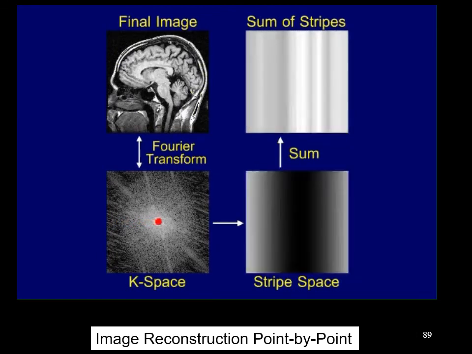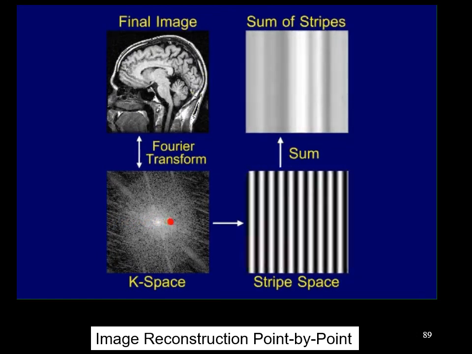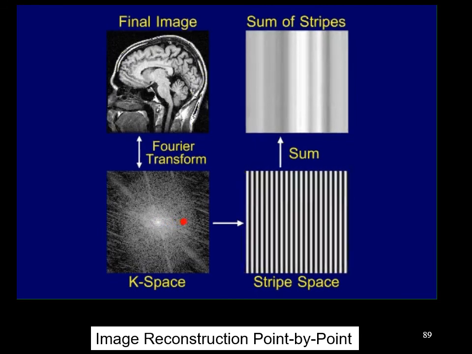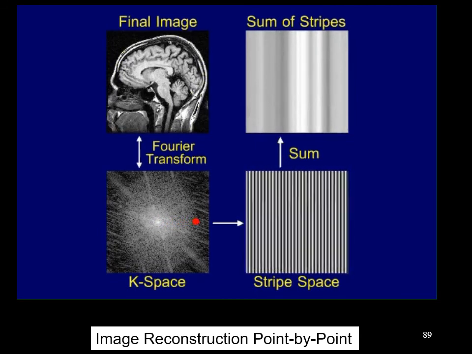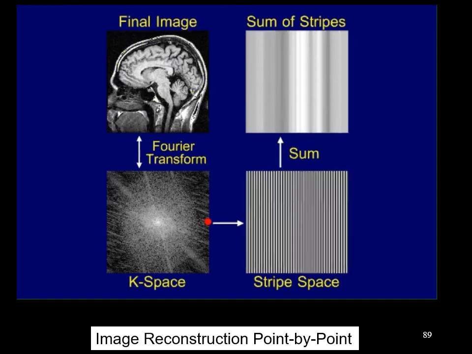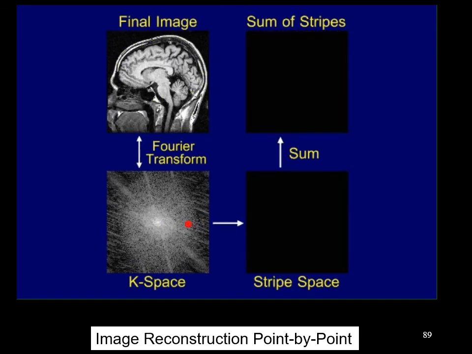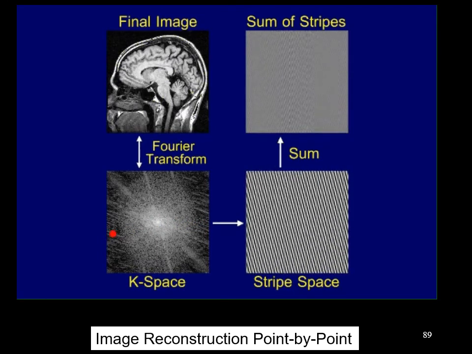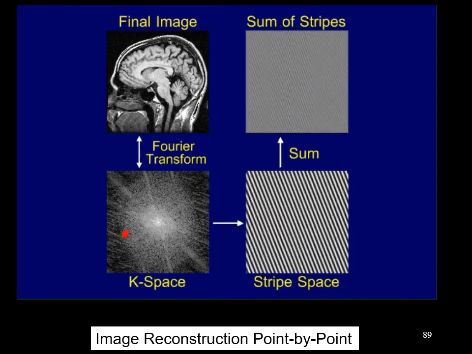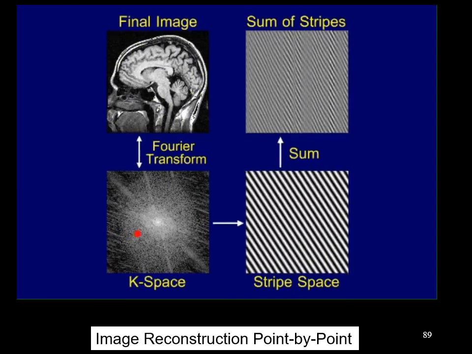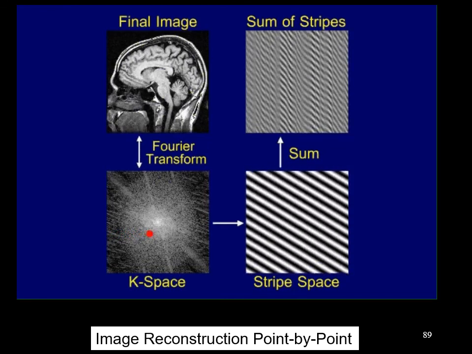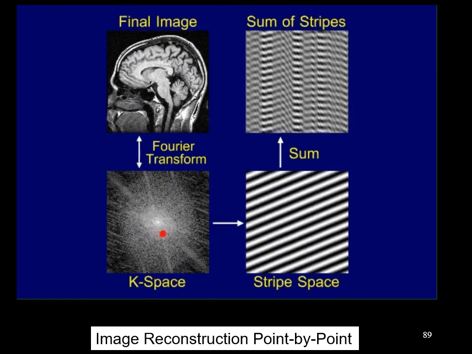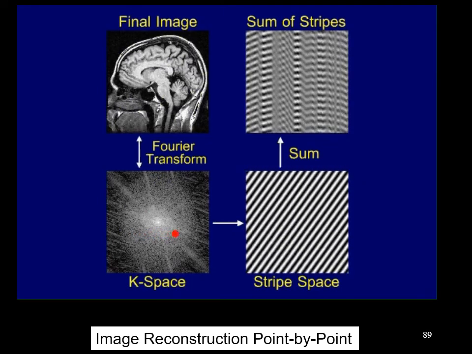So now I'm going to play the animation. Watch the red dot. As the red dot traverses across the KX axis, we can see the stripe pattern become of lesser and lesser frequency until it reverses at the origin and becomes of higher and higher frequency until it gets to the other end of K-space.